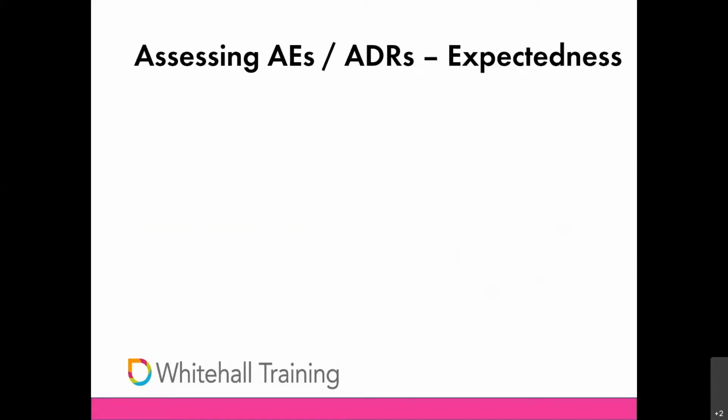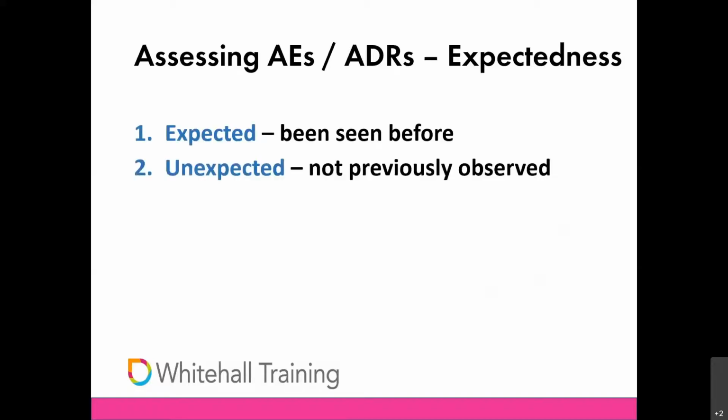So really this is a binary. Expected, it's been seen before, to unexpected, not previously observed. Now, an expected adverse event is any adverse event whose nature and severity have been previously observed and documented for that particular product. An unexpected adverse event is one that hasn't been previously observed. Either that particular adverse event has not been observed, or it's not been observed in that degree of intensity before.